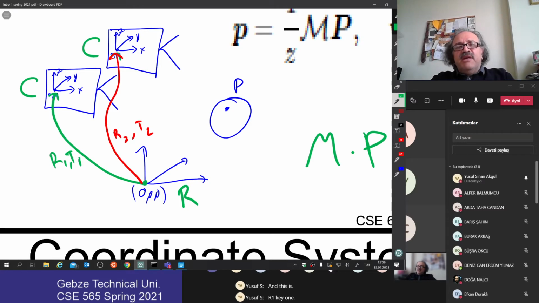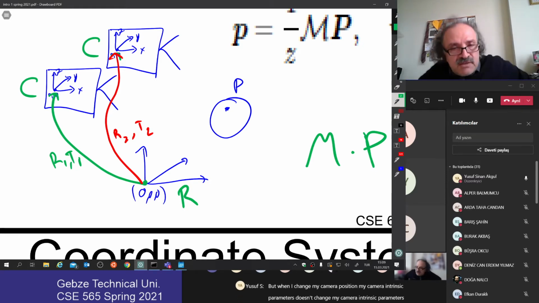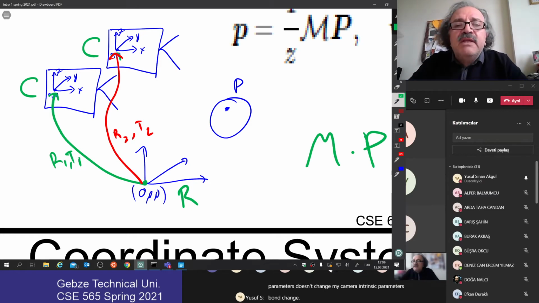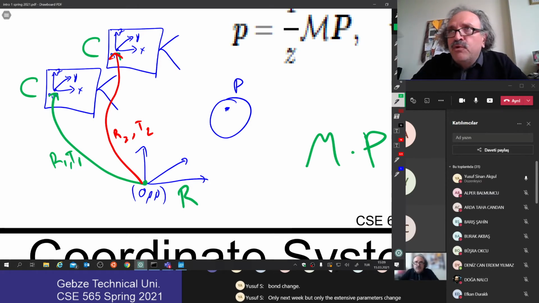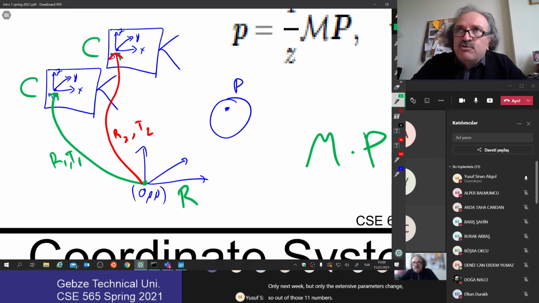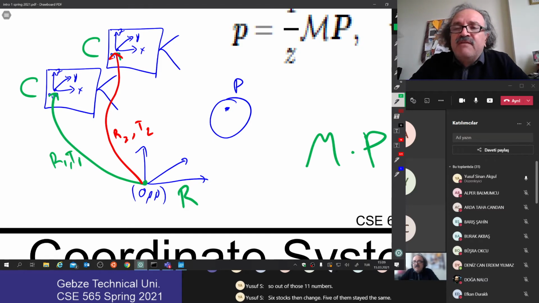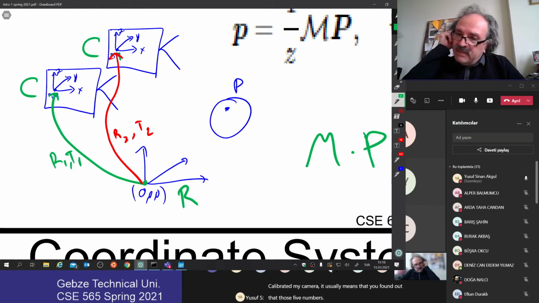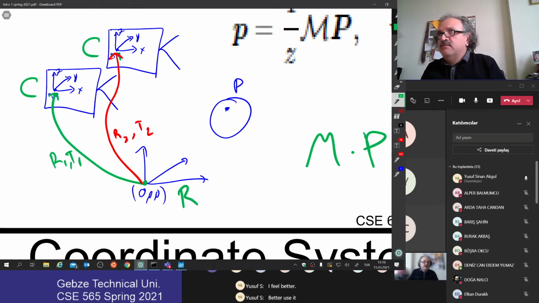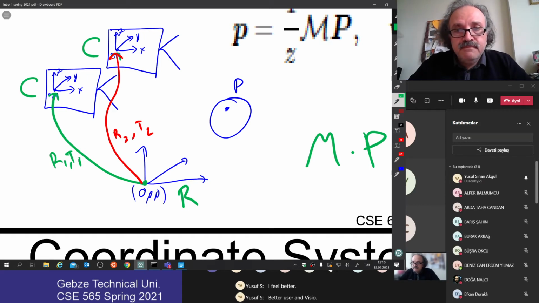But when I change my camera position, my camera intrinsic parameters don't change. Only the extrinsic parameters change. So out of those 11 numbers, 6 of them change. 5 of them stay the same. So in fact, when you say I have calibrated my camera, it usually means that you found out those 5 numbers: alpha, beta, theta, u0, and v0.